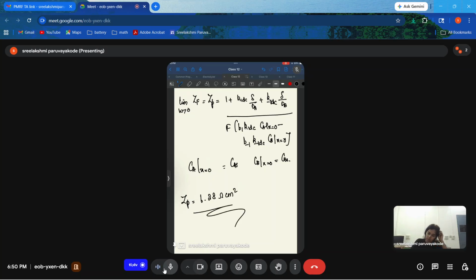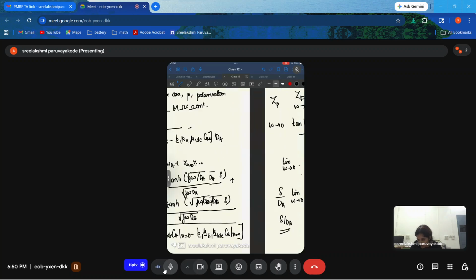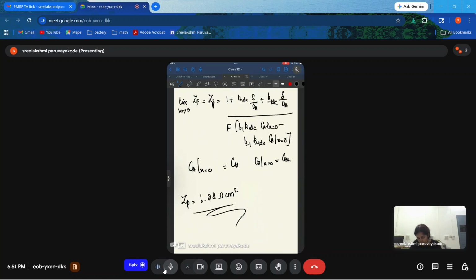So this is the value. This was question 12? No, 10, right? This is the value which I got, in mega ohm centimeter square. You have to solve it and find out. Okay?